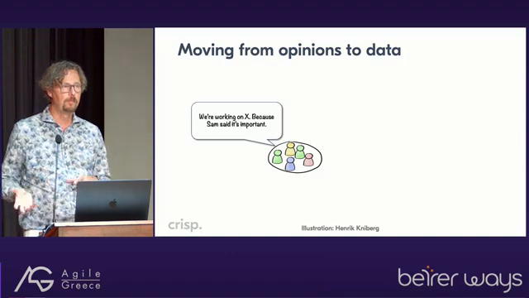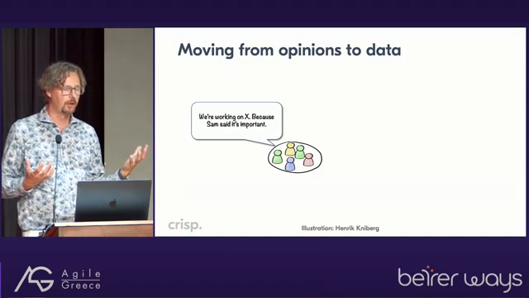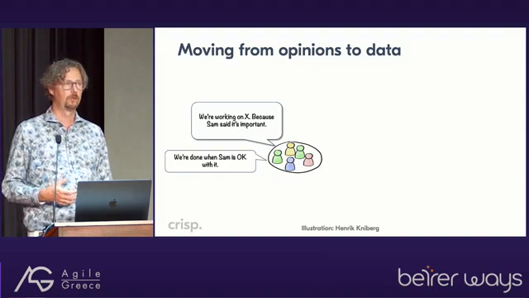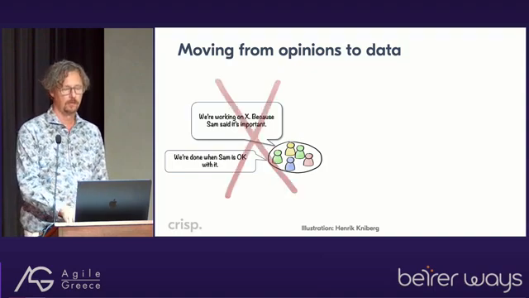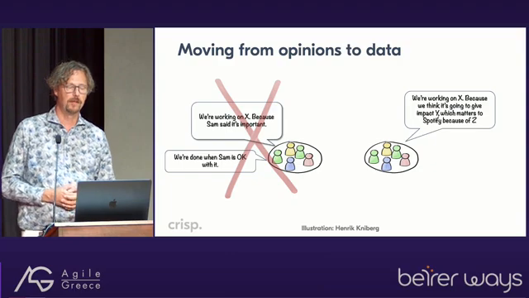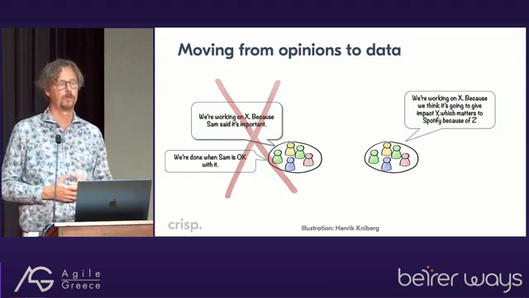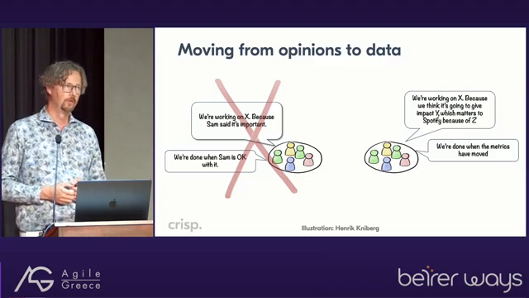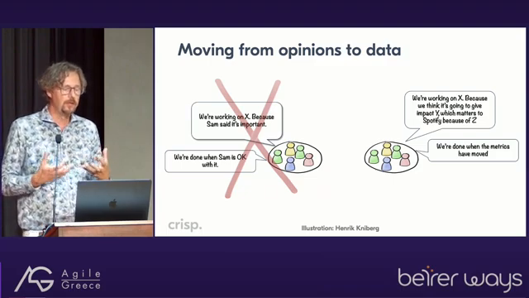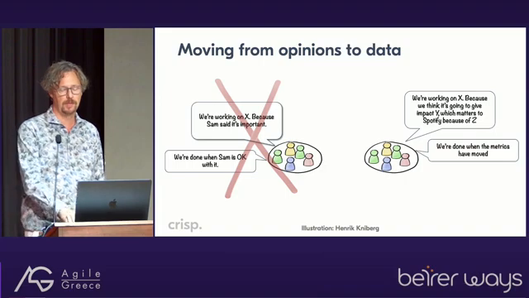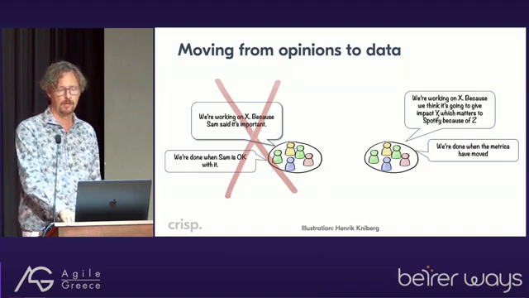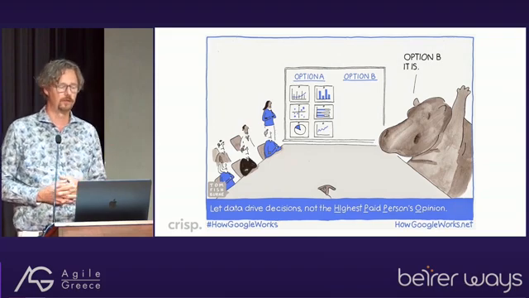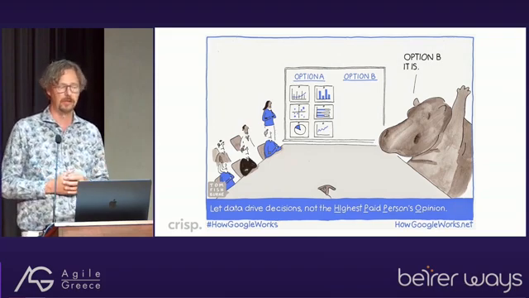So we need to move from opinions to data. Not we're working on X because Sam said it's important. We're done when Sam is okay with it or when it fulfills the specification. No, we're working on X because we think it's going to give impact Y, which matters to Spotify because of Z. And we're done when the metrics have moved. And we need to take responsibility for actually reaching that result, not just implementing the feature or shipping the code. Or in the words of Google, let data drive decisions, not the HiPPO, the highest paid person's opinion.